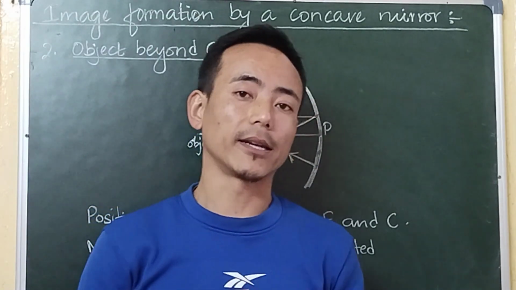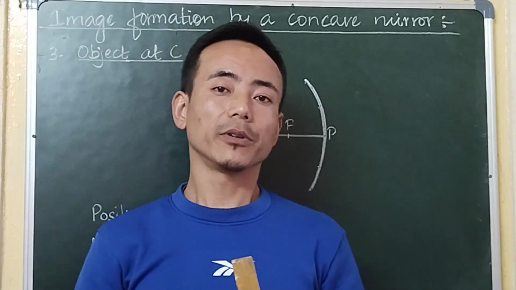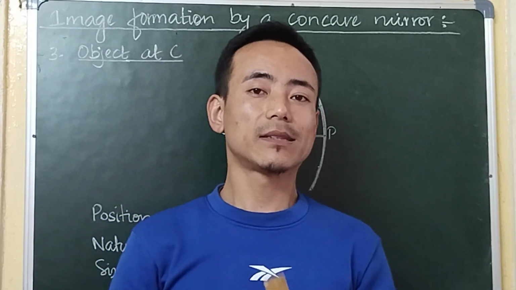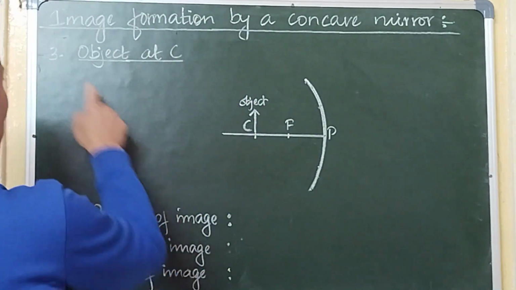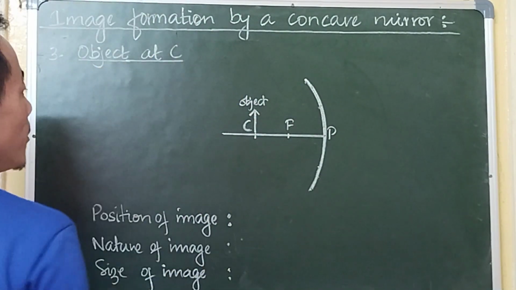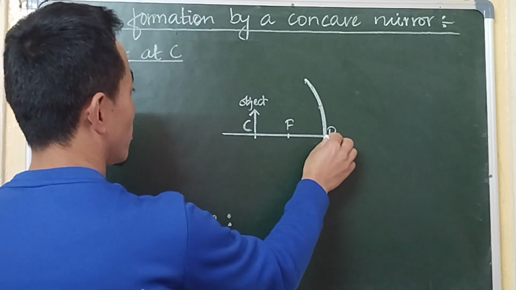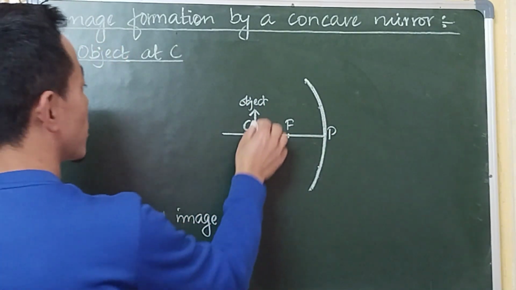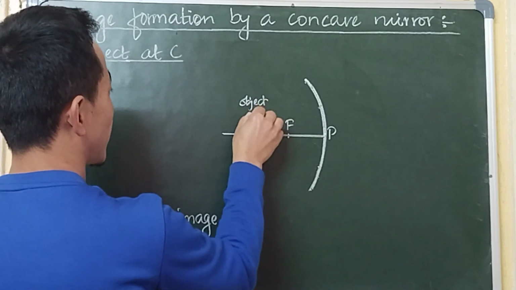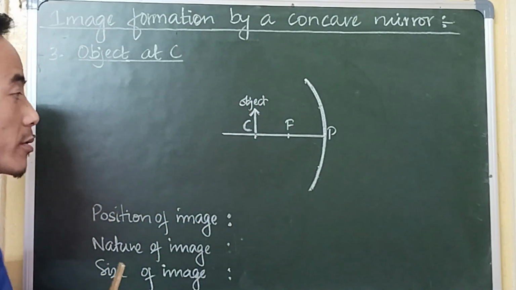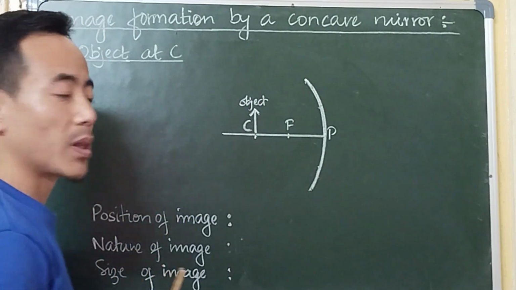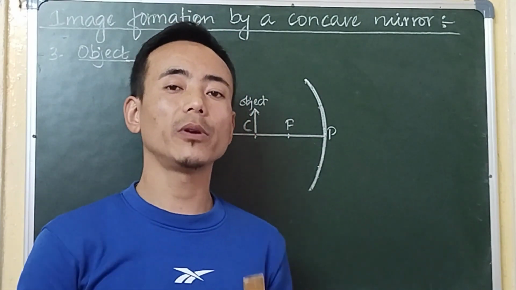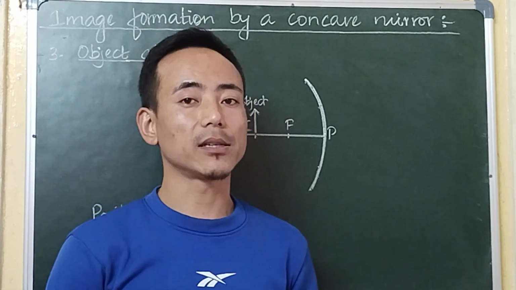So this is the second case. So this is the third case that we are doing. Here we have the object at center of curvature C. So this is the third case, object at C. So you can see this is a concave mirror. We have the pole, focus and center of curvature. Now in this case, we have an object which is placed exactly at the center of curvature. So this is our object. Now let's use the rules and see what kind of image will be formed, where will the image be formed, and what will be the size of the image.